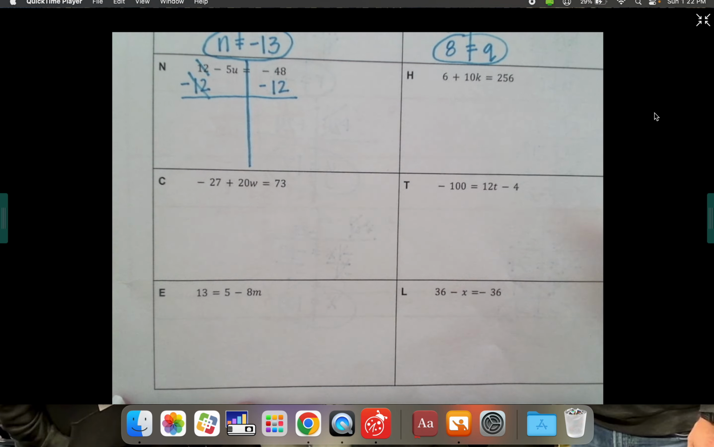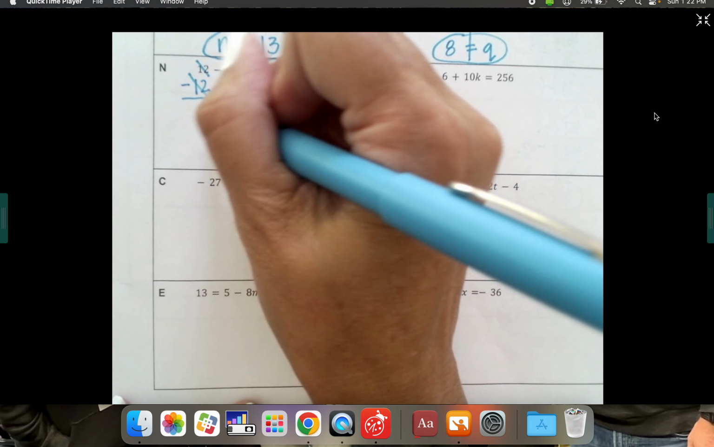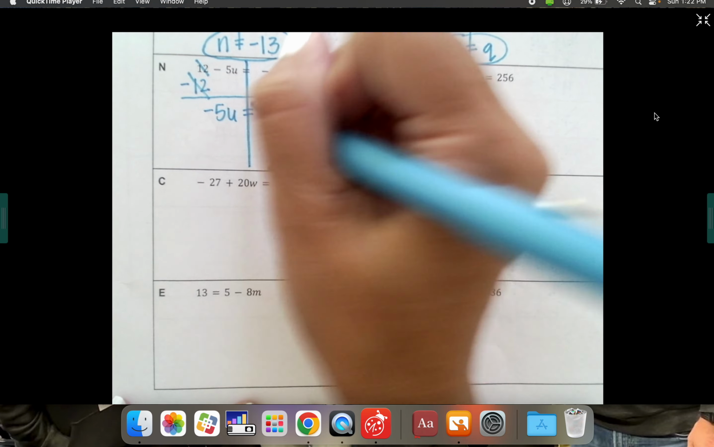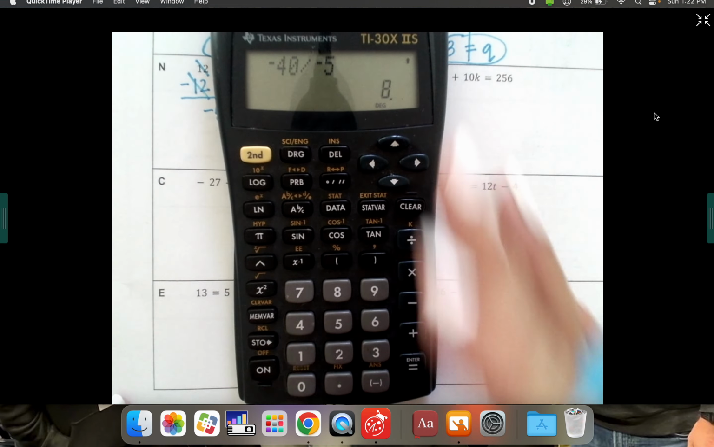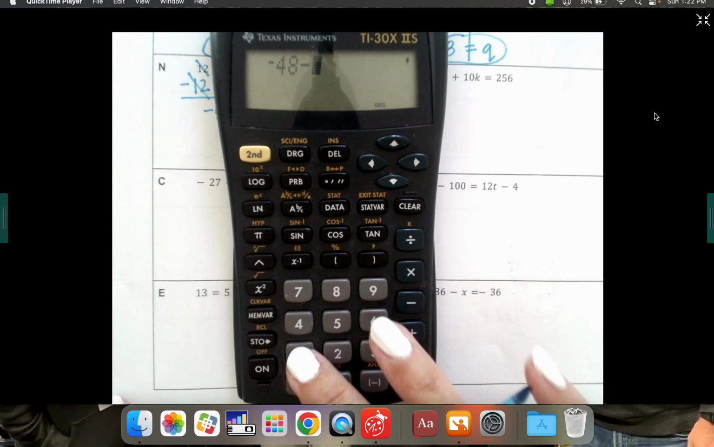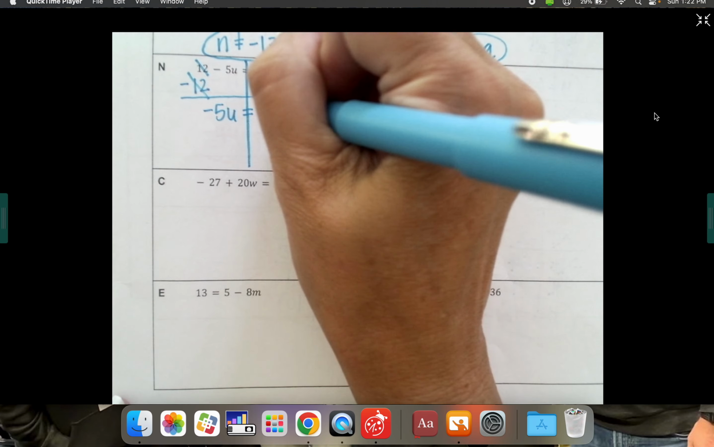And we're going to bring down, looks like this is out of focus. I'm going to try to focus it. Oh, there we go. That's not much better. I'm going to bring down the negative 5u. Sorry about that. On the right, negative 48 minus 12 more is going to be a very big negative. Negative 48 minus 12 is negative 60.